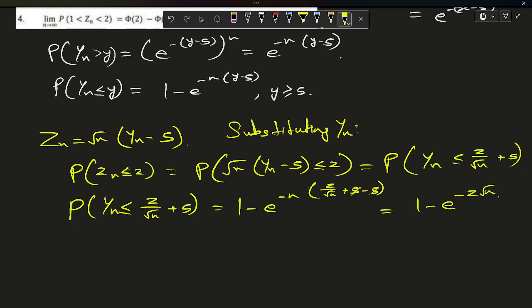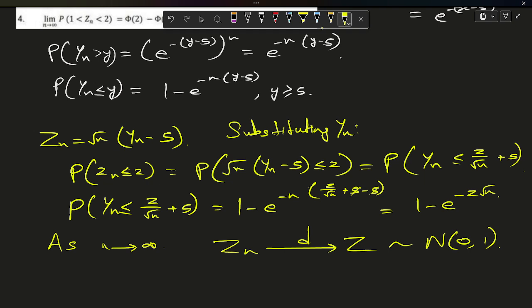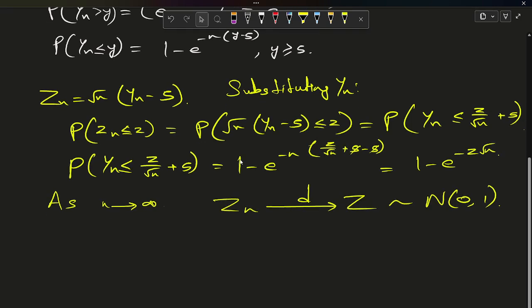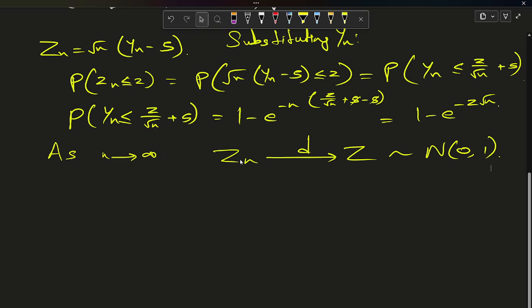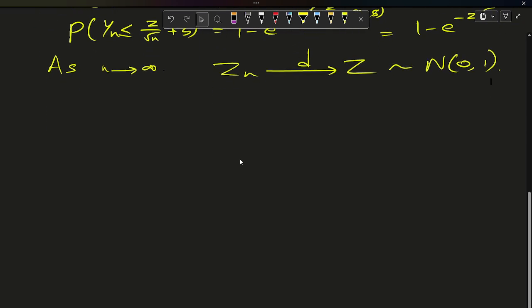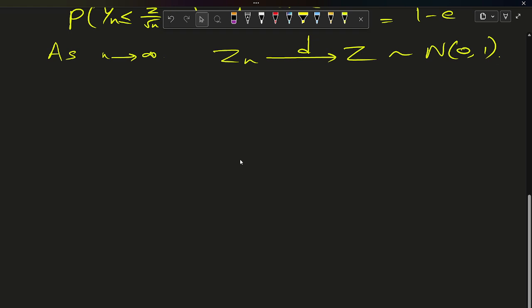After getting this, we can say that as n tends to infinity, this converges to the standard normal cumulative distribution. So Zn goes to Z, as this is approximated by the normal distribution N(0,1). Now we have to evaluate each statement.